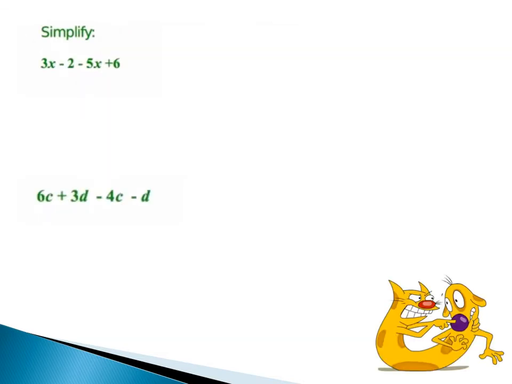So let's take a look at another example. Here I have 3x minus 2 minus 5x plus 6. So I have two terms that have a variable of x, and then I have minus 2 and plus 6. Imagine again, just like we talked about in the last example, that with these x's I have 1, 2, 3 x's. Now the difficulty is that I have a negative 5x, so I have to pay attention to the negative sign in front. So imagine this now as negative x, negative x, negative x, negative x, and negative x.